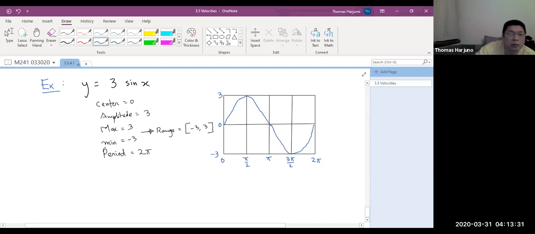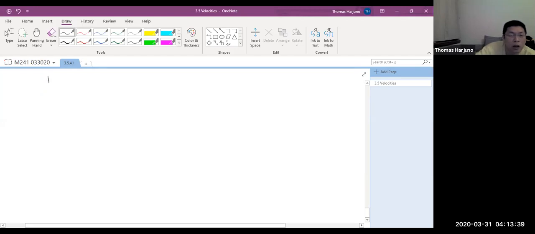Finally, in the last couple minutes, let's see this question. y equals, for example, y equals to 2 plus 4 sine x. So it's basically the graph of sine x. We stretch vertically by a factor of 4. Therefore, the amplitude becomes 4. And then we move up 2 units, which means the center now becomes 2.